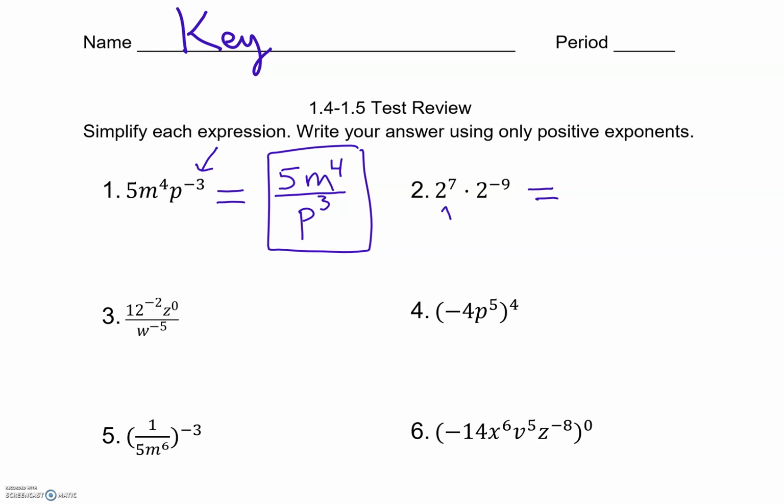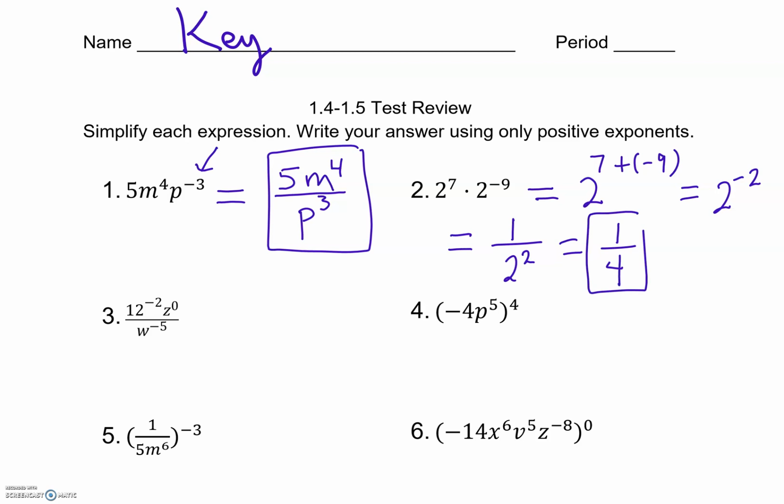Problem number 2. Notice the bases are the same. We have a base 2, we have a base 2. Since the bases are the same, we can combine these into 2 to a power if we add the exponents. So we have 2 to the 7 plus negative 9, which is 2 to the negative 2. 2 to the negative 2 is 1 over 2 squared. I'm going to make that 2 squared a 4, and my answer is 1/4.